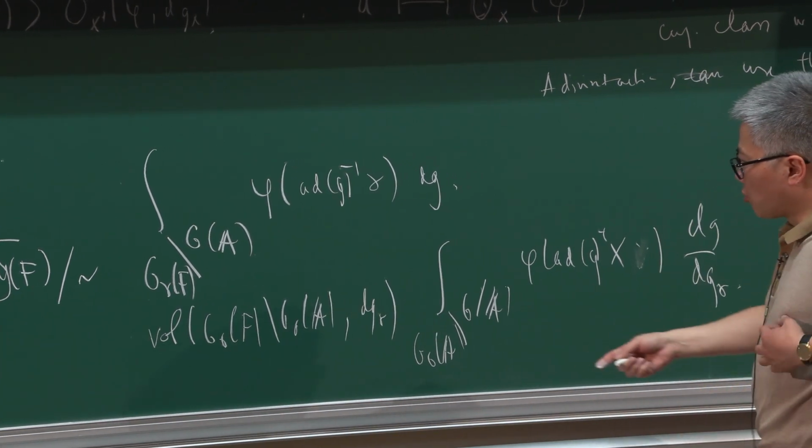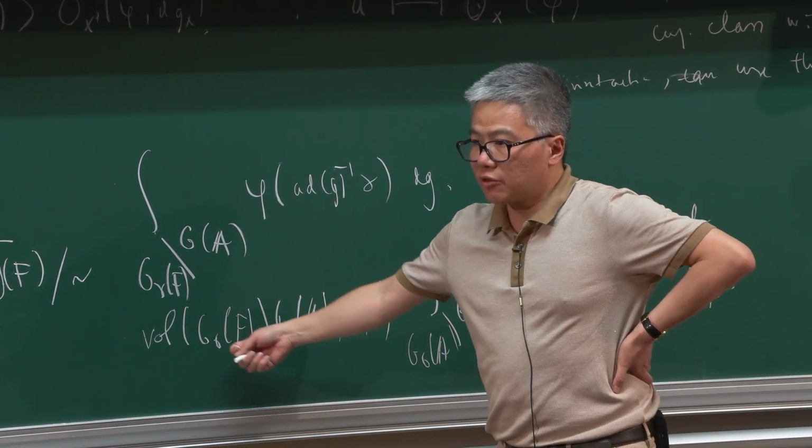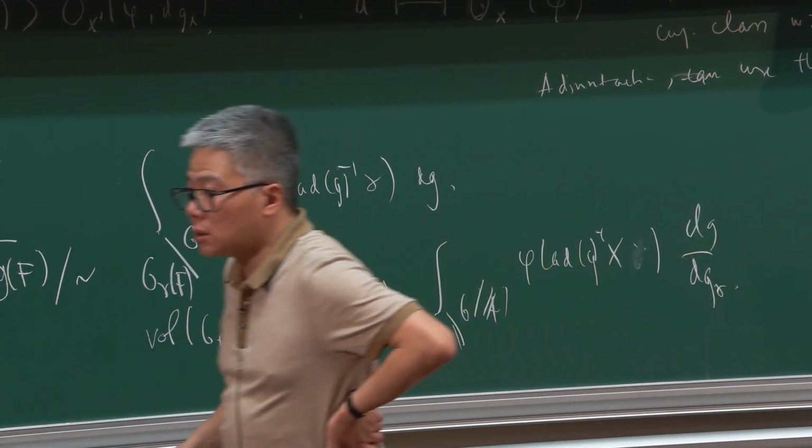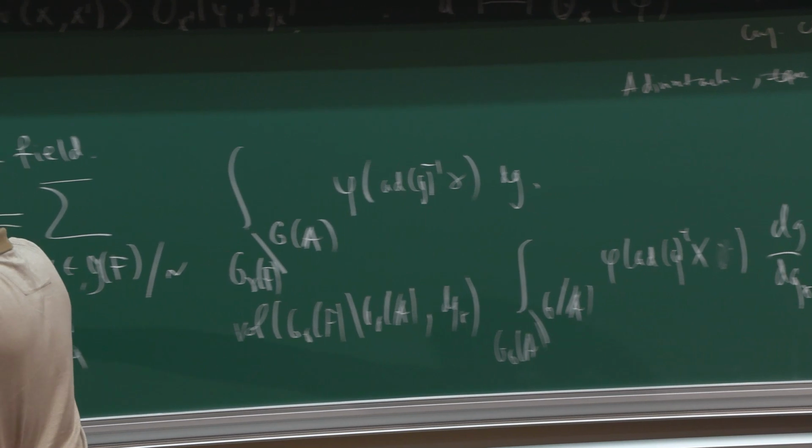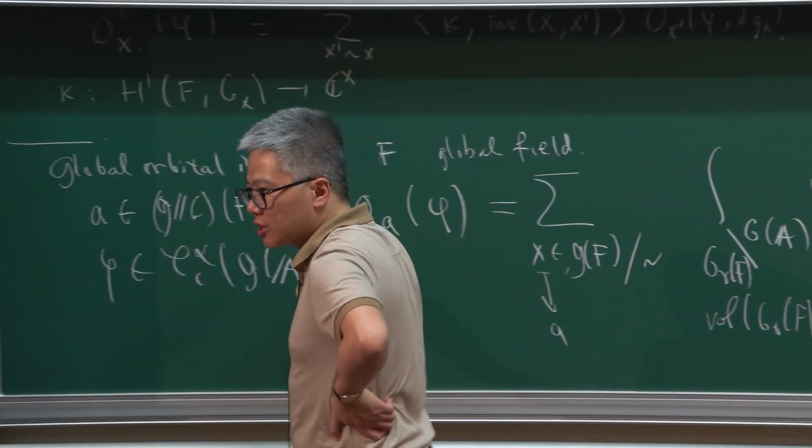Here we see immediately the problem that this volume can be infinite. So this is not stable in the usual sense. No, not stable. I just write this is not a stable distribution, yes.